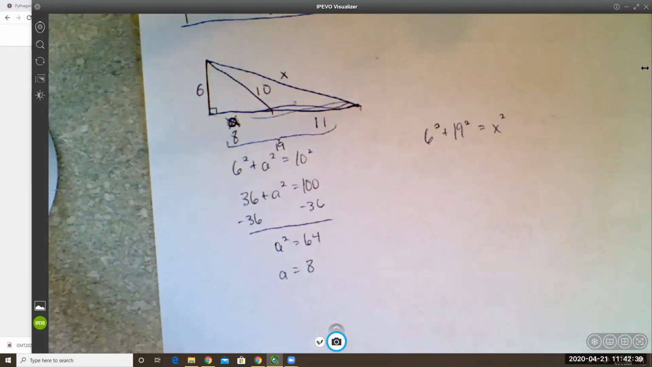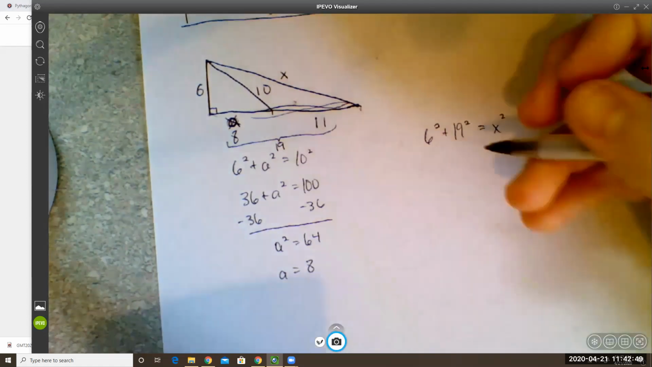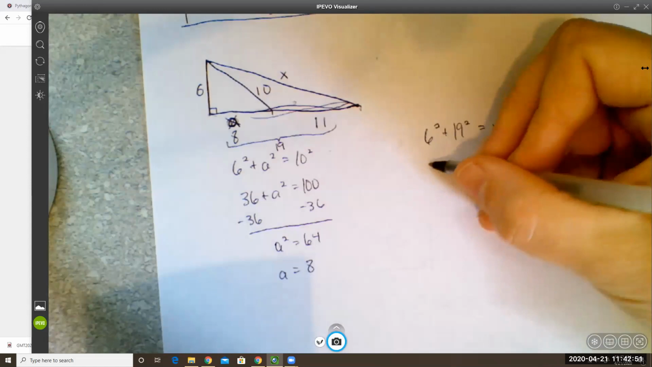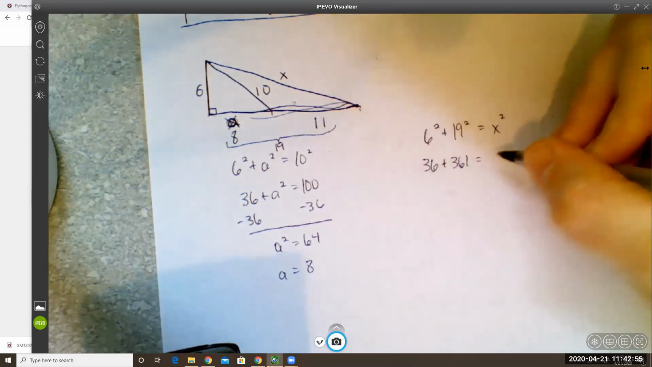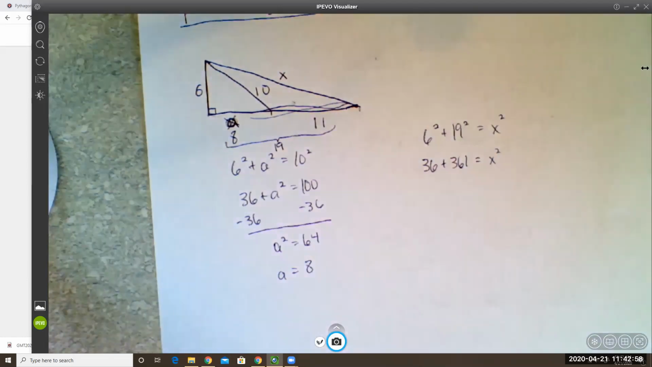Oh, and I don't have 19 squared memorized, so I need my calculator. My wife's laughing at me again. She's laughing because she expected me to have 19 squared memorized. She has a very high opinion of me. Yeah, that's not important anymore. That was a different video. Okay.